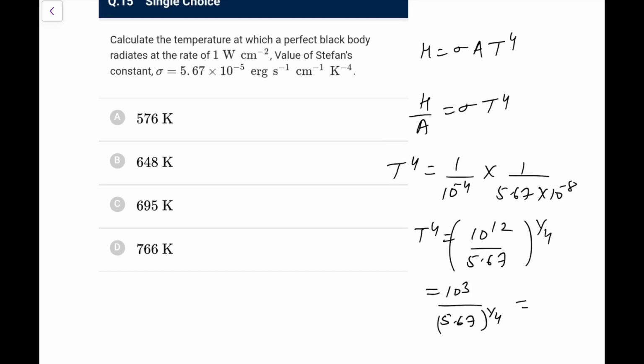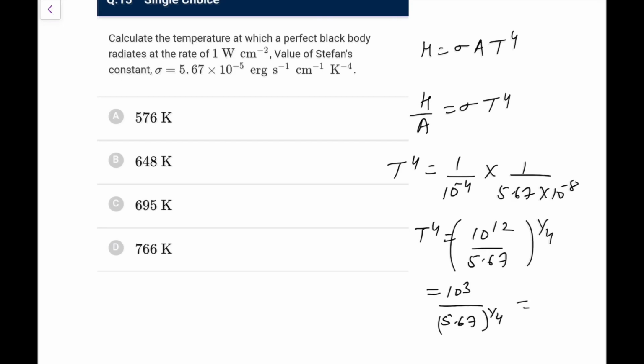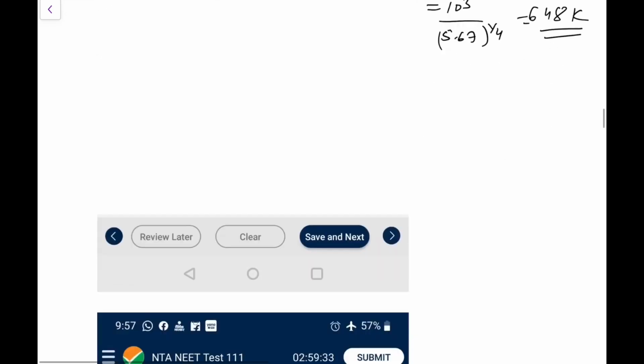It's not that easy to cover up. Now you have to do it by a hit and trial type thing. I can't help much because it would be tough to find now. So if you do this, it would be 1.5 something, because 1.5 to the power 4 is less than 5.67, and 1.6 is greater, so it would be between 1.5 and 1.6. If you do it, it comes out as 648 Kelvin, though it's not easy to solve in the examination hall because the options are not that far apart here also.